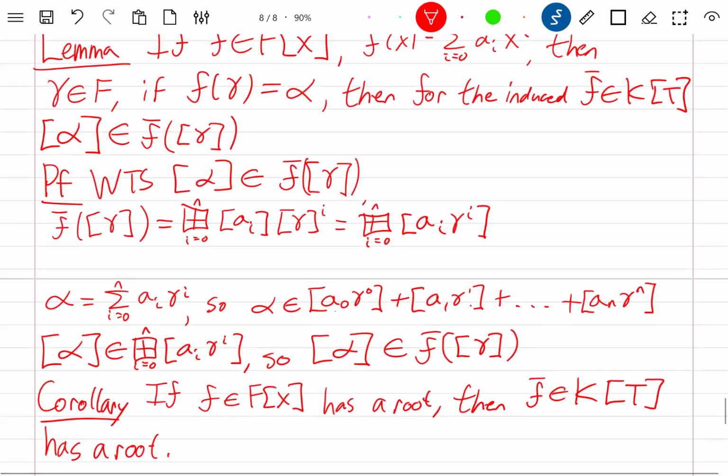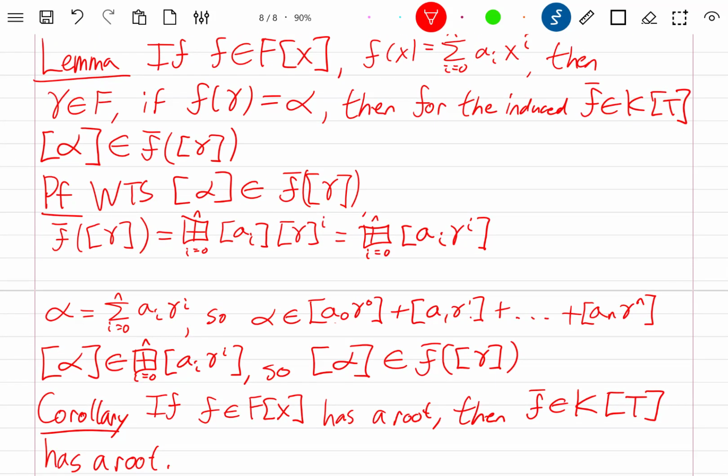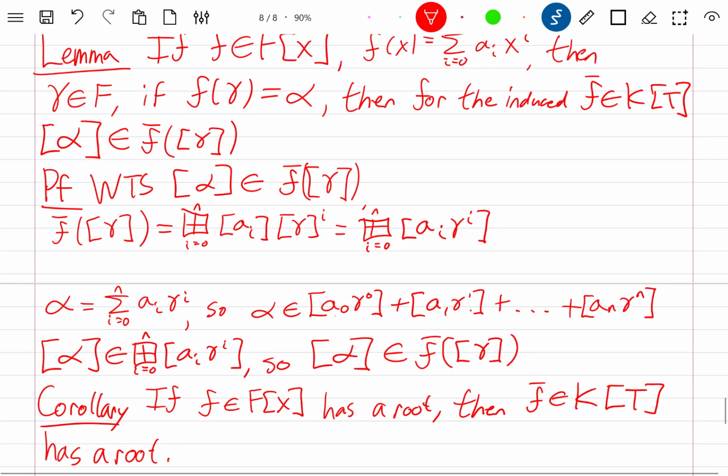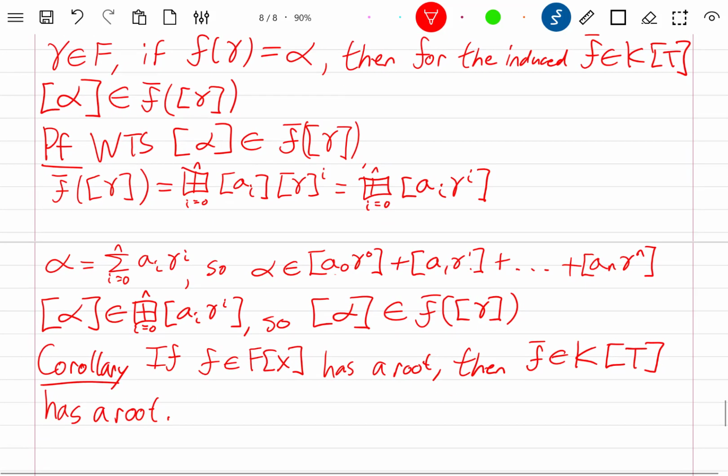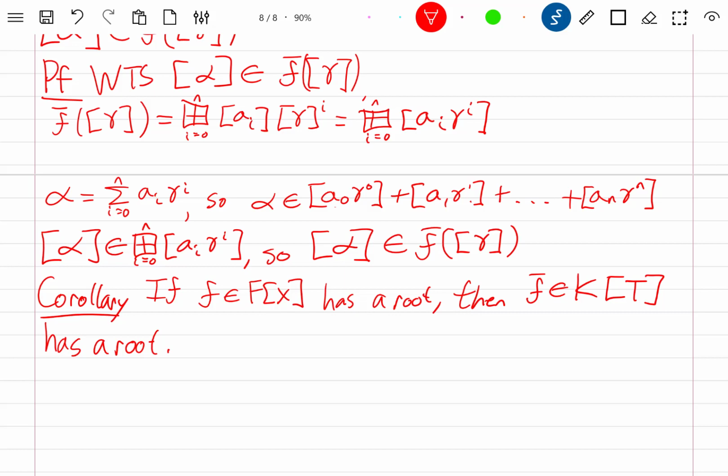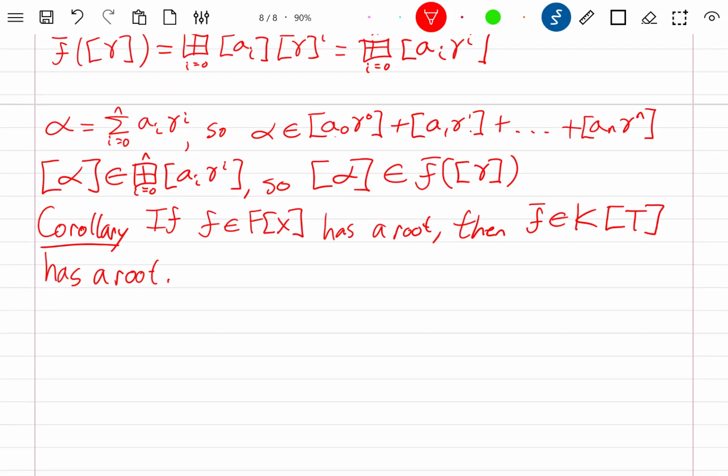And this is just applying the above lemma. Well, if f has a root, we can find some element such that 0 is in f of that element. So we now know that if my polynomial over my field has a root, then the induced polynomial over the hyperfield has a root.